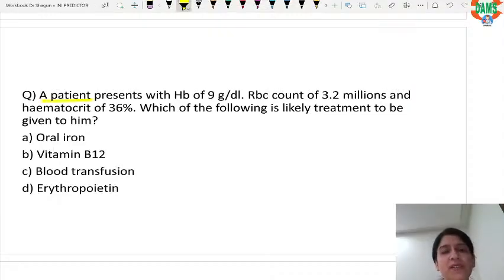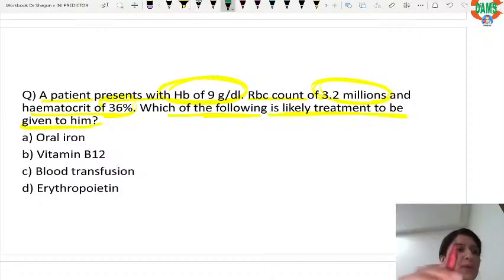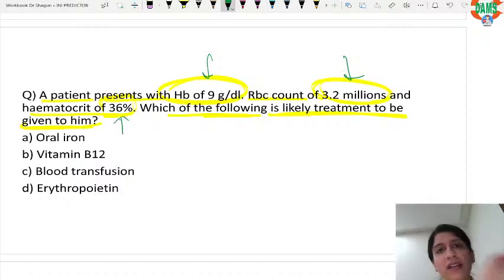A patient presents to me with hemoglobin of 9 grams per deciliter, RBC count of 3.2 million, and hematocrit of 36%. Which of the following is likely the treatment to be given to him? Yes, tell me what you think. Hemoglobin is given, RBC count is given, and hematocrit is given. Treatment is being asked.